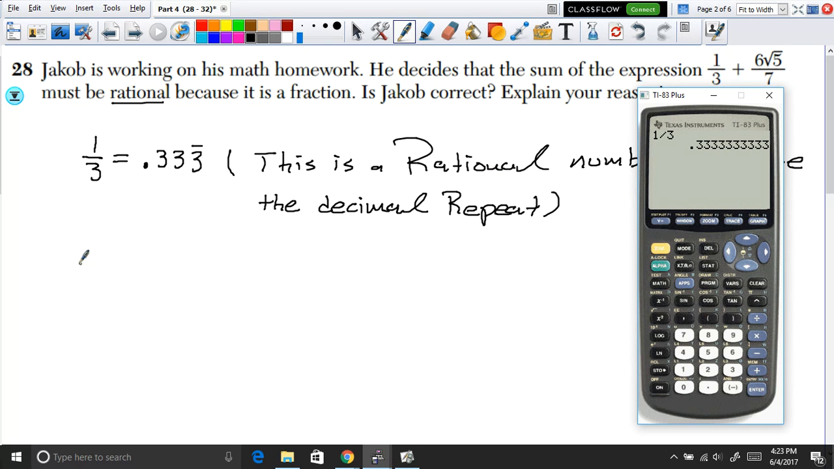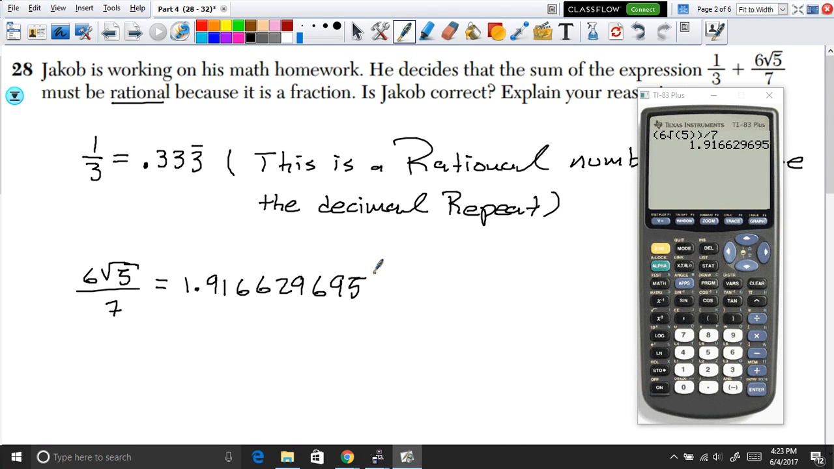Now, let's see what happens with 6 square root of 5 divided by 7. Let's see what that gives us in the calculator here. Well, let me put the whole numerator in a parenthesis. So we're going to have 6 square root of 5, close parenthesis. Now that's the whole numerator divided by 7. If you do this, you will notice that we're going to get 1.916629.695.